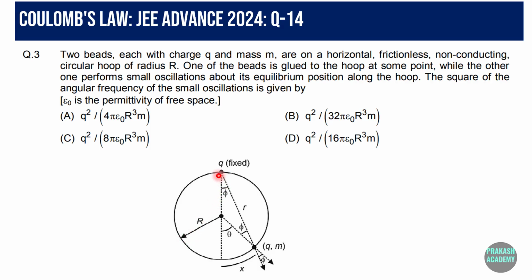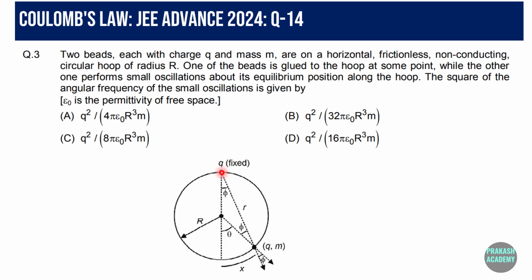And there are two beads, one bead is here and another bead is here, and this hoop is also frictionless and non-conducting. This means charge cannot flow, and this is horizontal. This means this whole thing is kept in a horizontal plane. Now one of the beads is glued to the hoop at some point, while the other one performs small oscillations about its equilibrium position along the hoop.